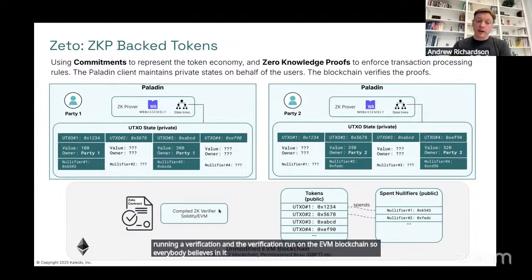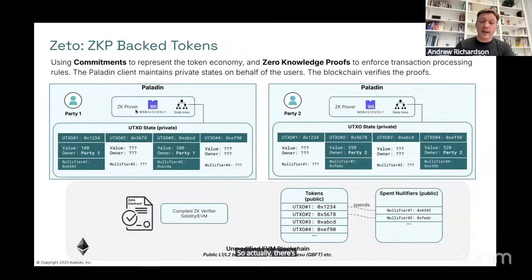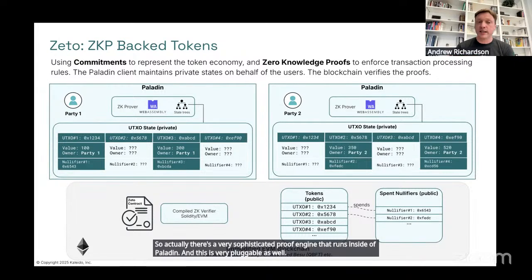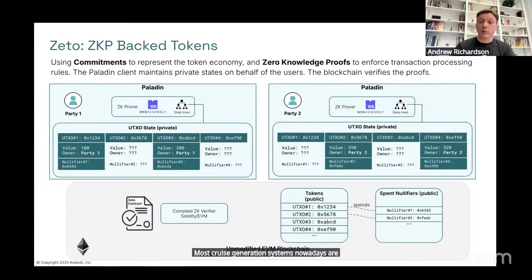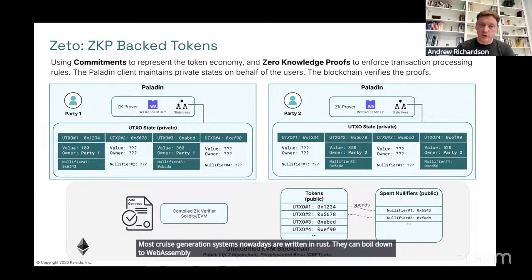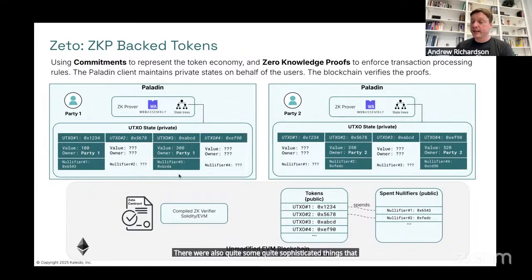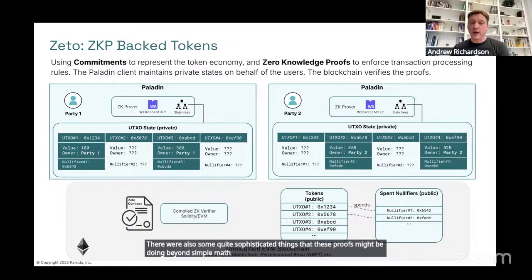But to be able to run a verification, you need to generate a proof. So actually, there's a very sophisticated proof engine that runs inside of Paladin, and this is very pluggable as well. Most proof generation systems nowadays are written in Rust. They can boil down to WebAssembly, and you can run those and execute them inside of the Paladin runtime very efficiently in their native WebAssembly form. There are also quite sophisticated things that these proofs might be doing beyond simple math. Maybe just a couple of examples from Zeto, which are in the state tree that you're maintaining. Is somebody allowed to transact? Are they in an allow list? Have they been KYC'd and AML'd?